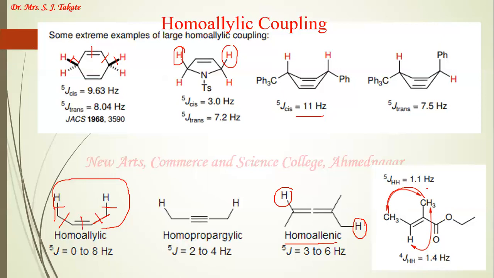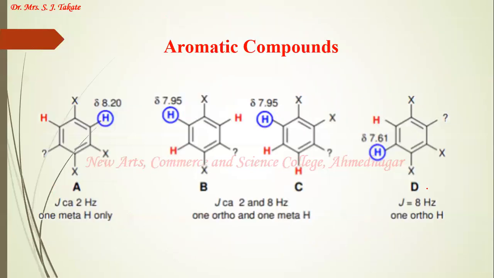So far we have seen 1 bond coupling, 2 bond coupling, 3 bond, 4 and 5 bond coupling. If you recall the values, you will notice that 1 bond coupling constant values are higher than 2 bond and 3 bond. 2 bond coupling constant values are higher than 3, 4 and 5. Like this, we can say that as the number of bonds between the coupling partners increases, the coupling constant value decreases. One more case is there, the aromatic compounds.